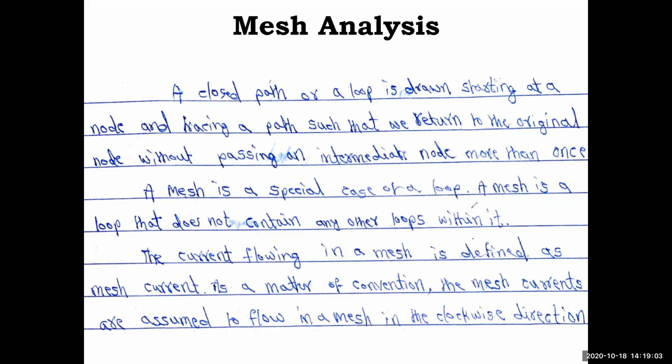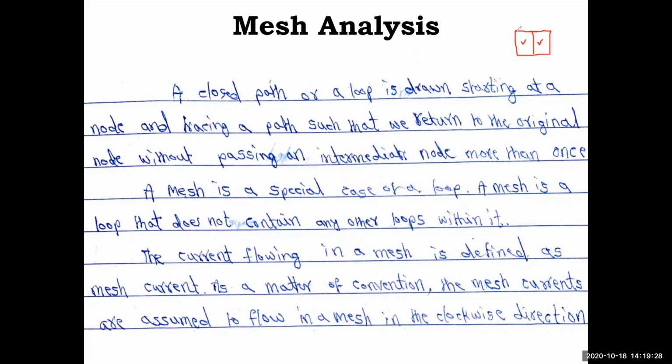A mesh is a special case of a loop. In the basic circuit terminologies, we have mentioned this difference between loop and mesh. A mesh is a loop that does not contain any other loops within it. We have taken a circuit like this in the basic circuit terminologies. So this is called a mesh, and this is called a mesh. Once you call this a mesh, you cannot call it a loop.